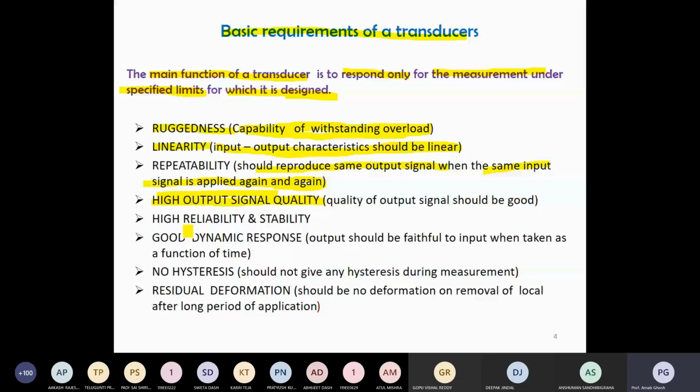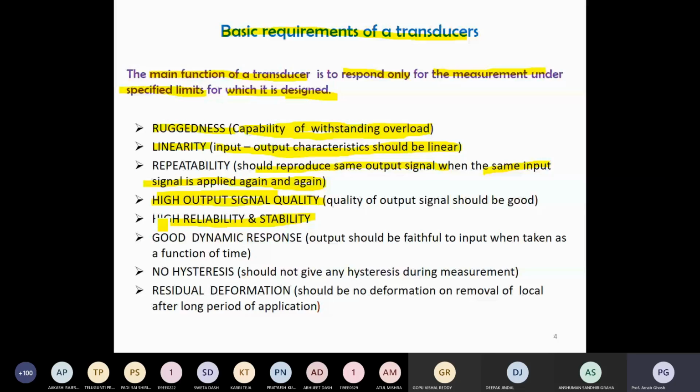So reliability is another most important feature, like in your previous instruments. I have discussed the same thing a lot of times: for all instruments, reliability, stability, good dynamic response. Your response is a function of time. How fast you give input and how fast you get the output is your response time. It is called your dynamic response.